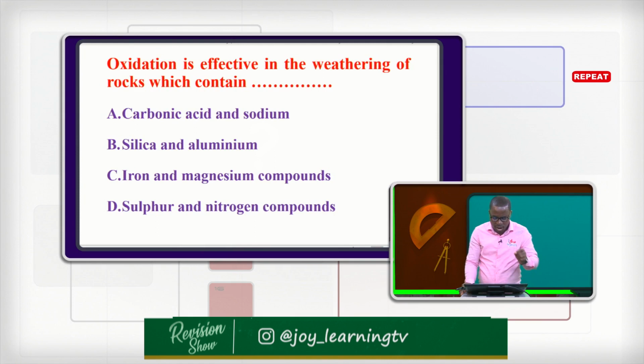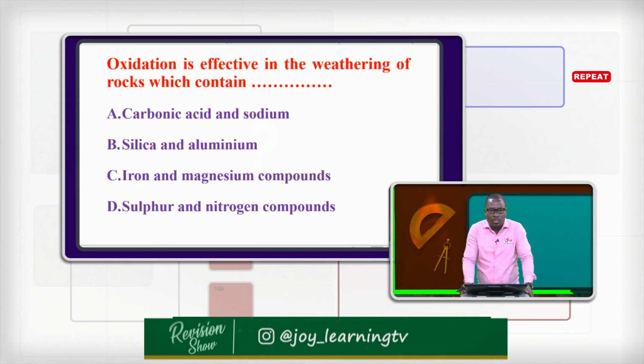Oxidation is effective in the weathering of rocks which contain, this one I've not got there in the main lesson. I want to see the one who will be able to answer. Hey, someone is on the line. Oh, Vera, sorry about that. Please call again. I will give you the opportunity to answer. So, oxidation is effective in the weathering of rocks which contain A, carbonic acid and sodium, B, silica and aluminium.